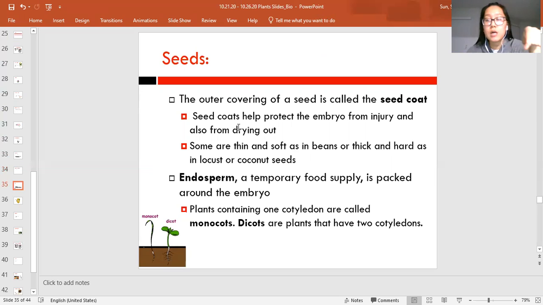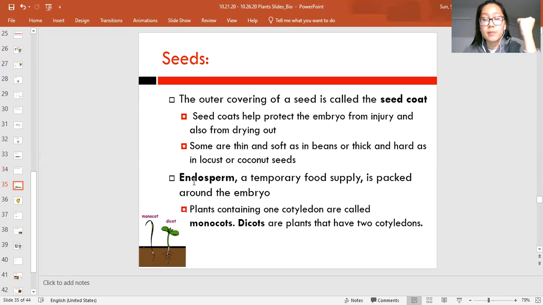Seeds. So the outer covering of a seed is called a seed coat, right? It's like a jacket, a coat you wear to protect yourself. So seed coats help protect the embryo from injury and also from drying out. Some are thin and soft, like beans, or thick and hard, as in locust or coconut seeds, right? Coconut shells, those things are tough. It's hard to get into them.